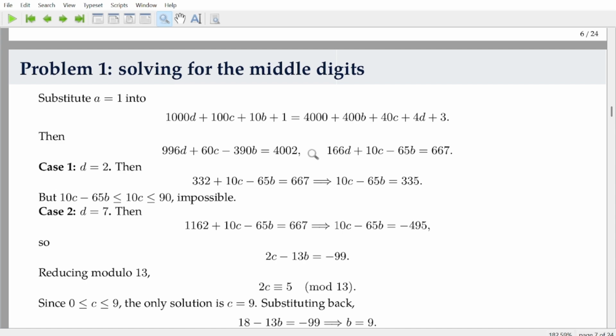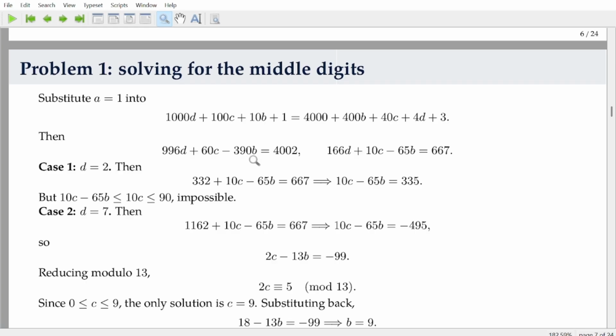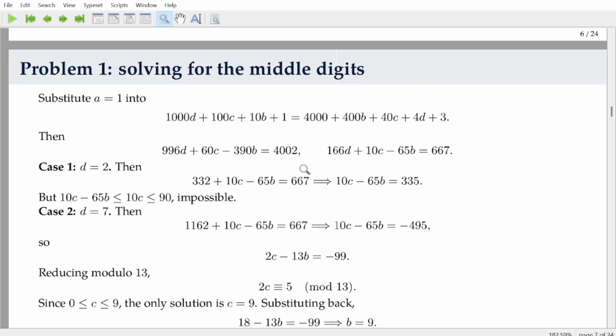And then we're dividing that by, what are we dividing that by? Yeah, we're dividing that by 6 to basically get this equation over here, right? So just by rearranging this equation up here, we get this equation. We're bringing all the terms with d's, b's, and c's onto one side, and the constant on the right-hand side. And then dividing both sides by 6, we get this equation here. So 166d plus 10c minus 65b is 667.